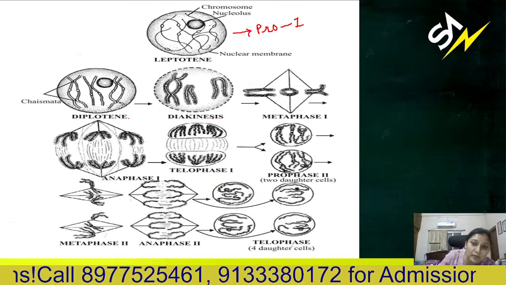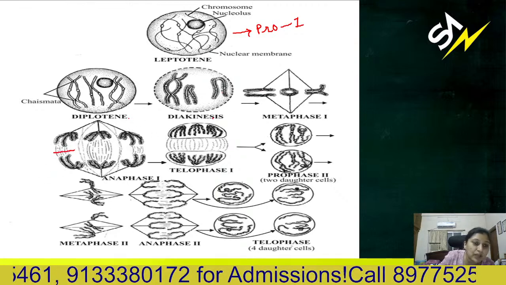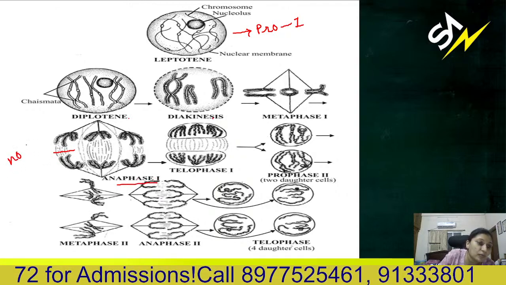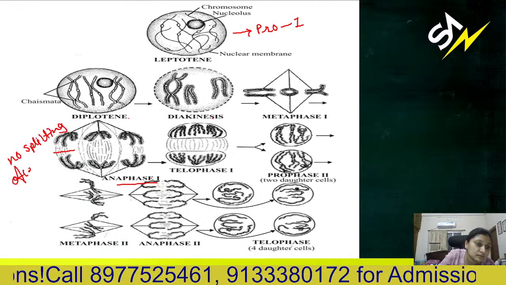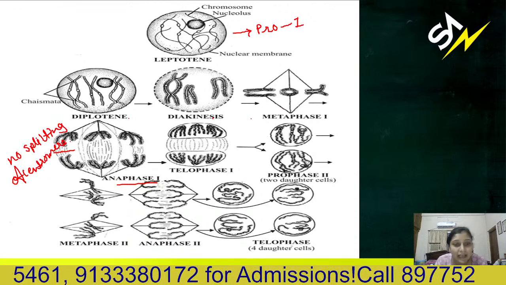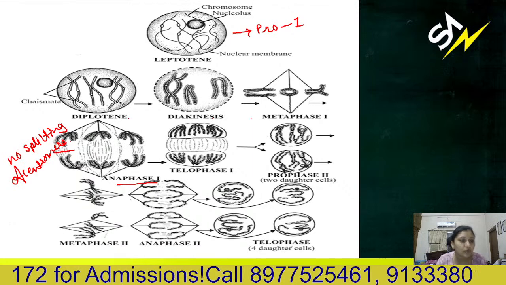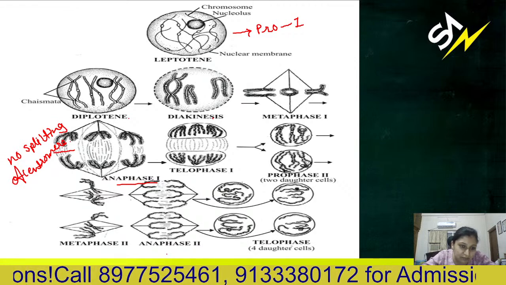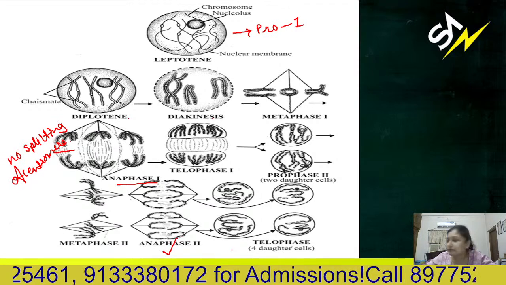You can see here in metaphase 1, all the chromosomes are at the equatorial region. Each chromosome moves apart from the other in anaphase 1. There is no splitting of centromere. Then this leads to telophase 1 and prophase 2. Both the cells enter into prophase 2. Then metaphase 2 and anaphase 2. Now splitting occurs here, which will lead to the formation of 4 daughter cells.